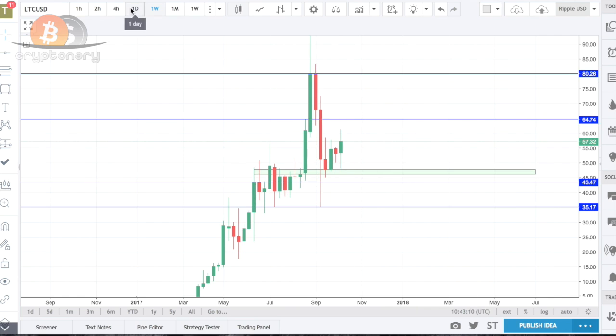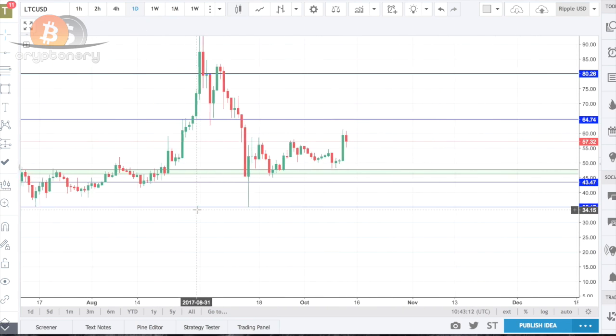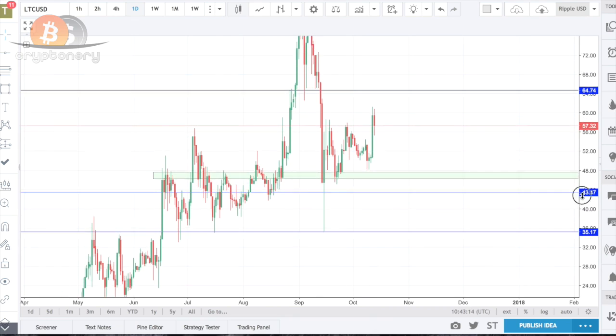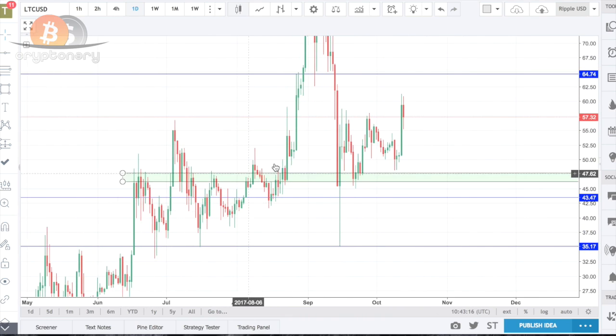So now when we go to the daily, we can see the level we drew was a perfect level of resistance turned support. So not only have we respiked from this level, but we've actually held this level as a support. The candle closed all the way back up where we expected. We then retested again, and we've now broken slightly above, and we're starting to make new highs.